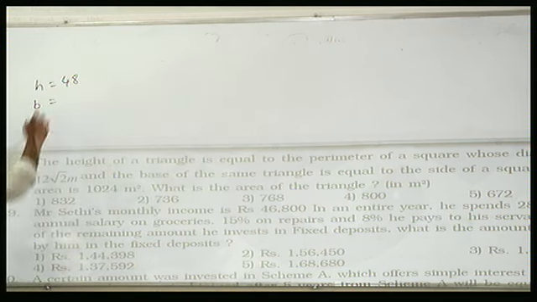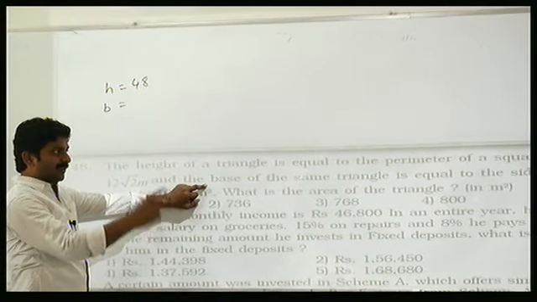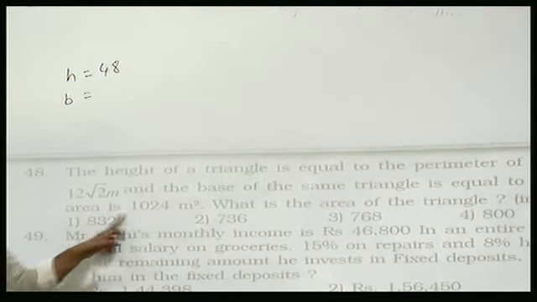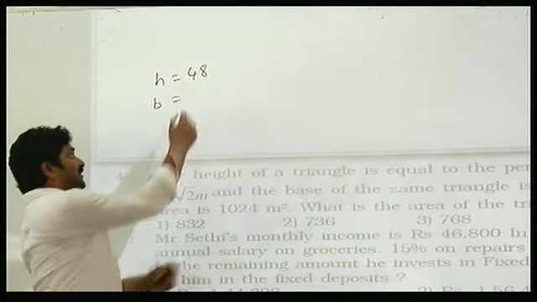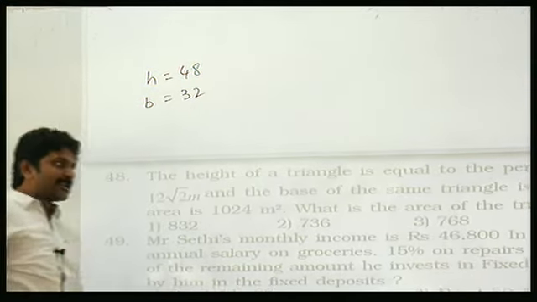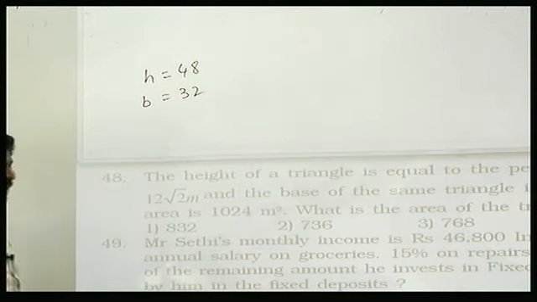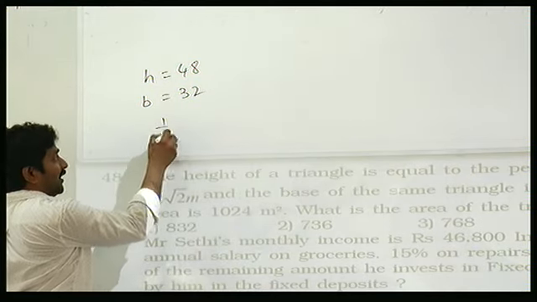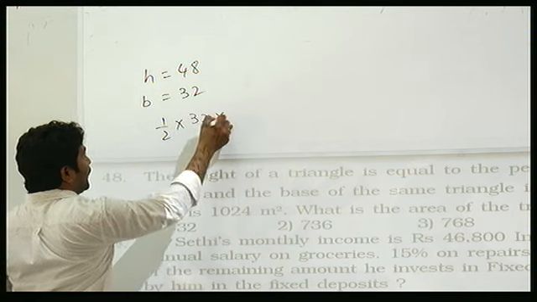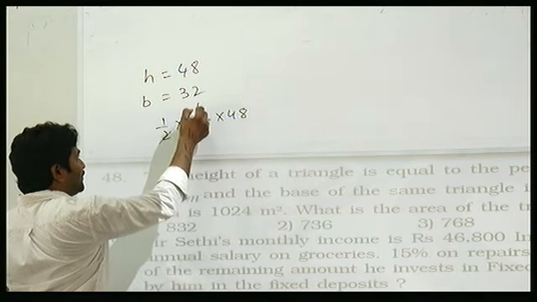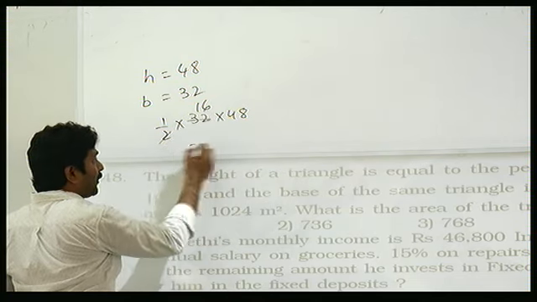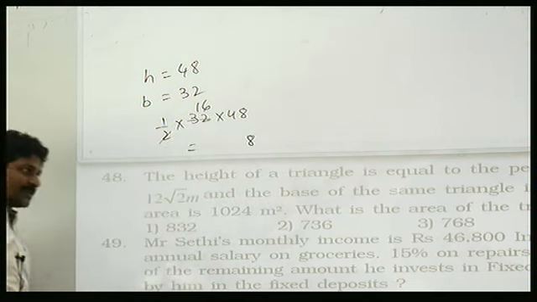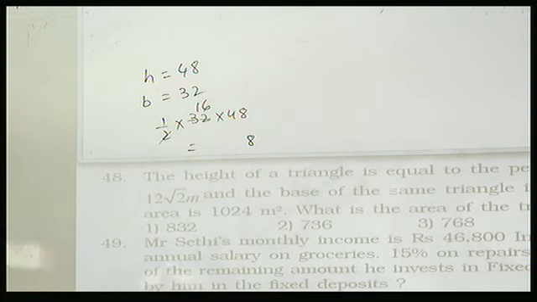And the base of the same triangle is equal to the side of the square whose area is 1024. This is 32 squared. So base is equal to 32. You are asked about the area of the triangle. That is half BH, half of 32 is 16, so 16 times 48. Last digit verification: 6 into 8, 48. It ends with 8. How many options are ending with 8? Only one, 768. Final answer.